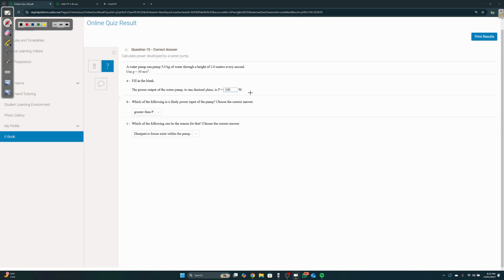A water pump can pump 5 kilograms of water through a height of 2 meters every second. The power output of the pump is what? Obviously, for this you're going to use P equal to force times velocity. The velocity is 2 meters every second, so 2 times the force. Since it's pumping it up, the force is going to be the weight, which is equal to mg. So the mass 5 times g, which is 10. 50 times 2 is 100 watts.